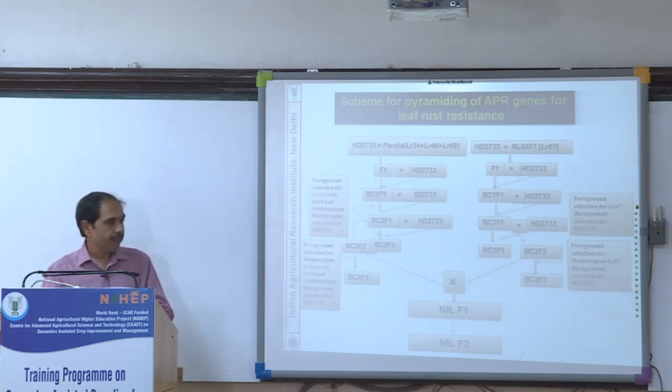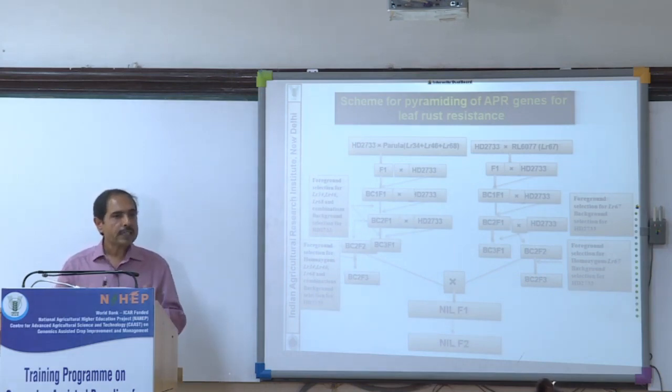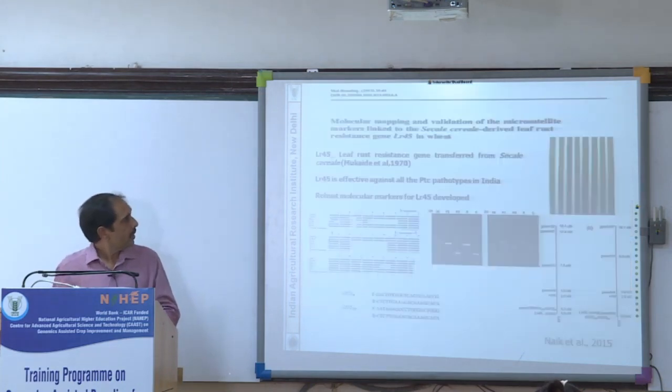So these are race non-specific genes. Individually they may not be effective, but if you combine 3 or 4 genes, then because they are race non-specific, there is very little chance that a breakdown will occur. So these genes may be important for durable rust resistance. If you combine 3 or 4 genes, they are very effective, they can protect the crop. So with this idea, all these 4 well characterized APR genes were selected for transfer into these varieties. And of course, we have developed some markers for LR45.